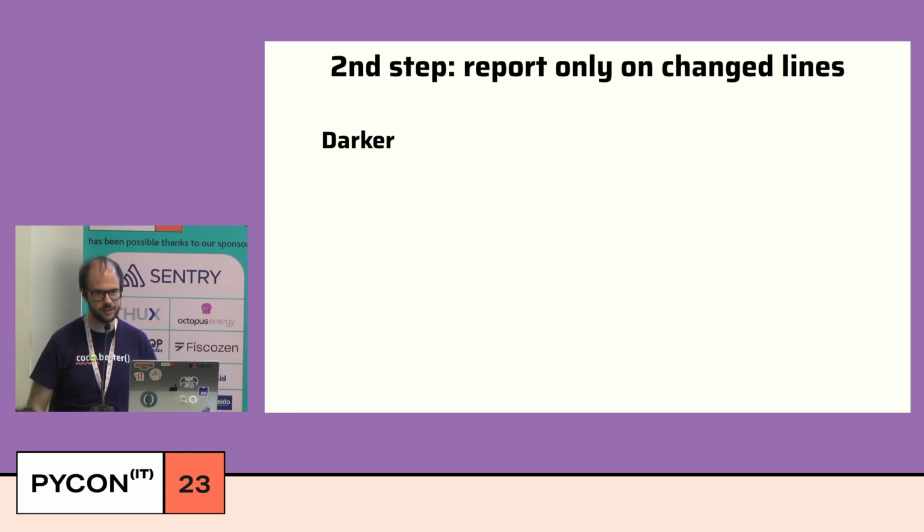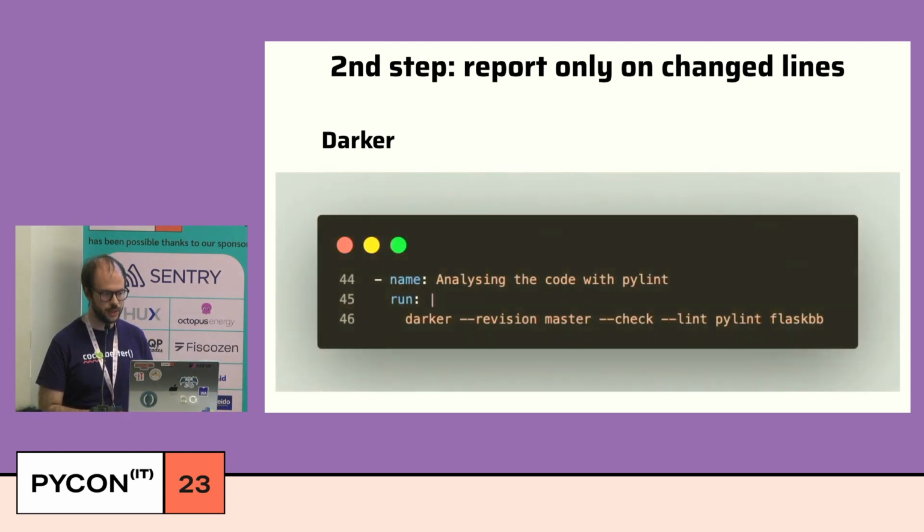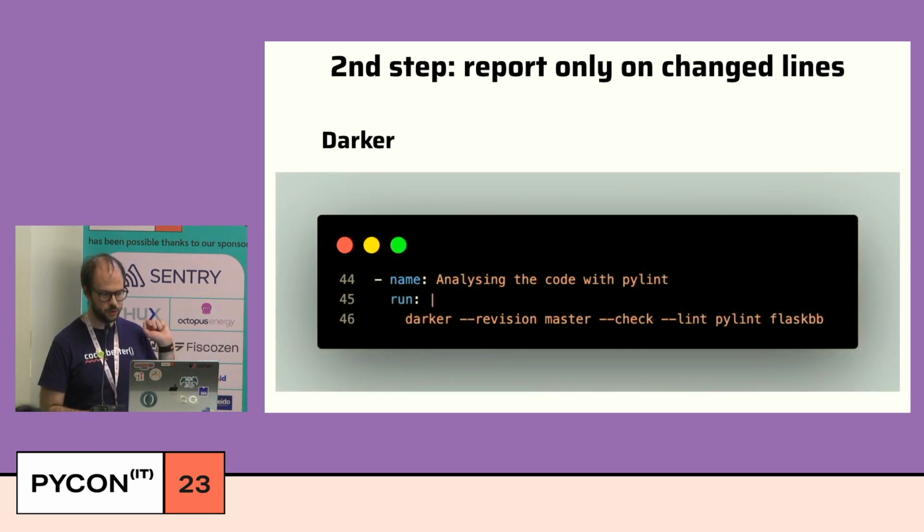OK, that's great. So Darker is a CLI tool that can be run on top of code quality tools, in this case Pylint. And again here, if you remember the GitHub action, in this case I'm going to run Darker, and I'm going to instruct Darker to compute the difference between the main branch and the current branch. And in this case, it's going to run Pylint on the diff again. So it's as simple as that.